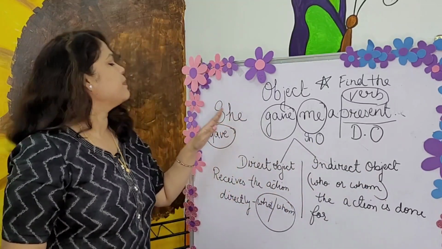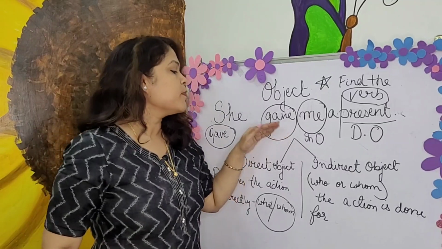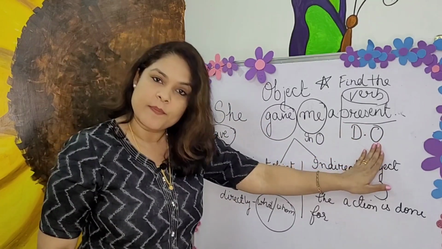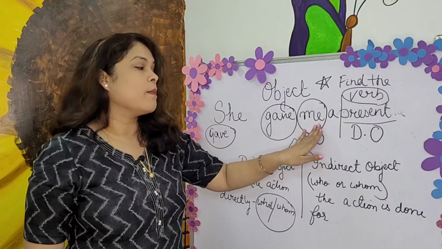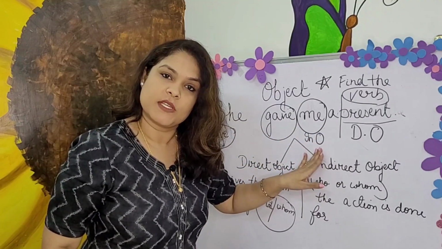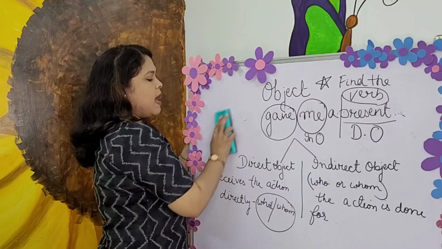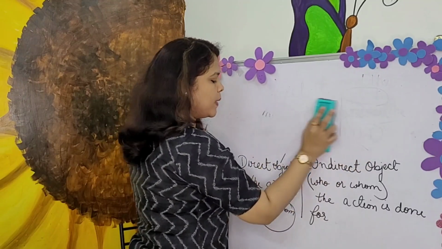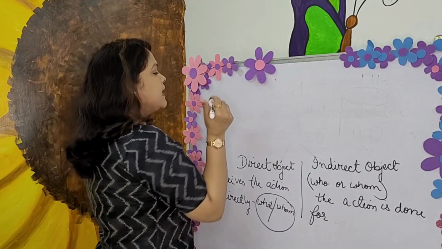Okay, same example. She gave me a present. I knew gave is the verb. What did she give? A present. So present is the direct object. To whom did she give? To me. So me is the indirect object. Correct? Let us take a few more examples and you will understand it better. Right? Examples always solve our problem. Second example.